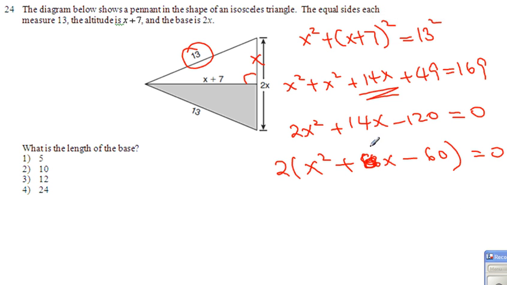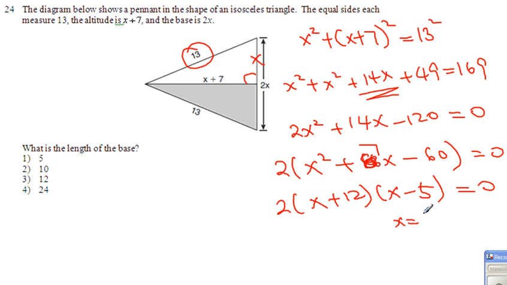Well, I meant 7 right here. So when you factor this one, we get 2 and then (x plus 12) times (x minus 5) has to be equal to 0. That means x must be equal to 5, or x must be equal to negative 12. But I'm sorry, negative 12 wouldn't work as the side of the triangle. So therefore, x is equal to 5.